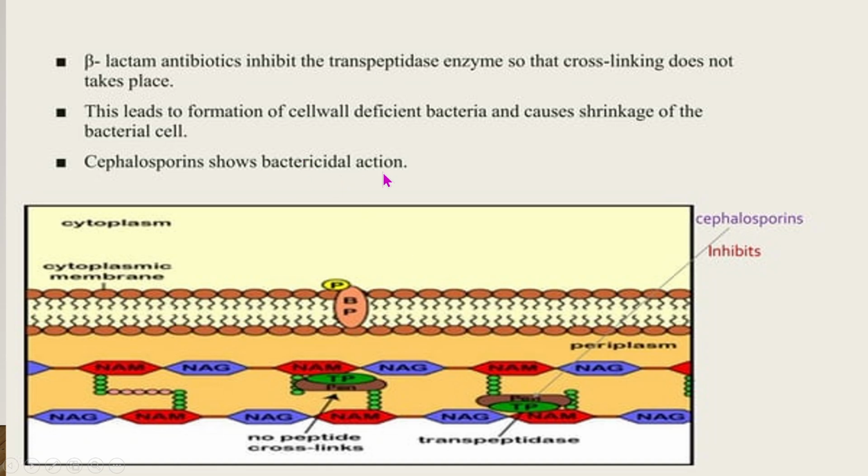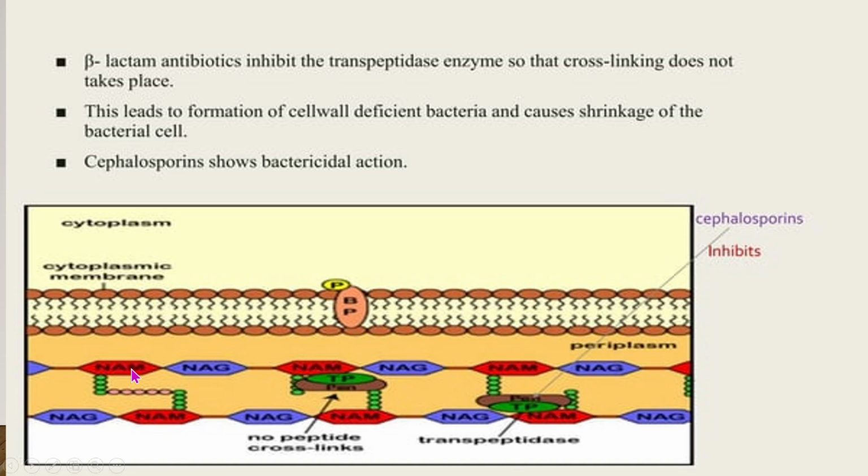Cephalosporins show bactericidal action. In the first class we discussed the difference between bactericidal action and bacteriostatic action. Bactericidal action means killing of the bacteria. Due to inhibition of the transpeptidase enzyme, cross-linking does not take place. Due to this, the cell wall is not formed properly, and the bacteria have deficient cell wall formation, causing shrinkage of the cell.